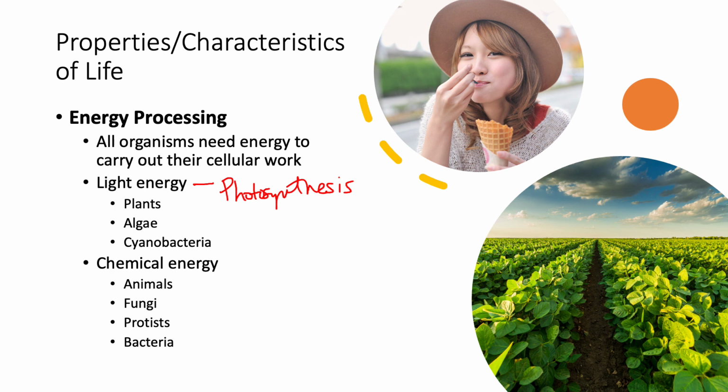The next is chemical energy. We're a perfect example of that, right? We eat food, or chemical energy, in order for our body to turn that into ATP for our cells to use. Fungi, which we'll learn about, and protists and bacteria also take in chemical energy versus using sunlight.